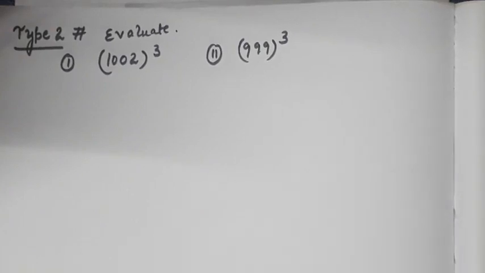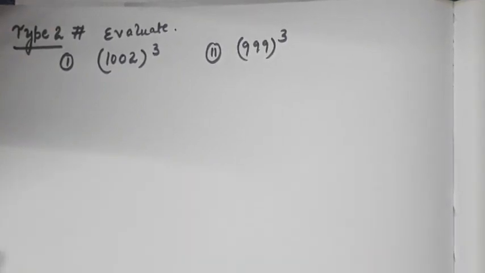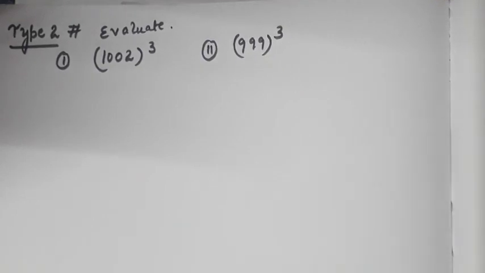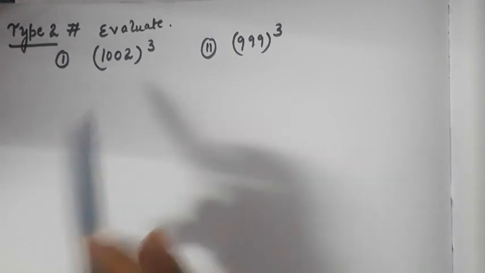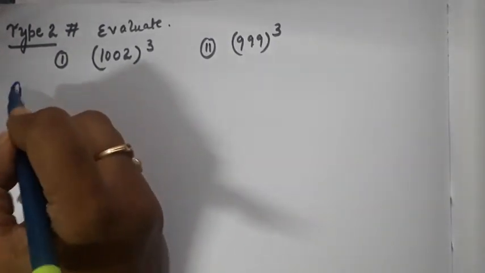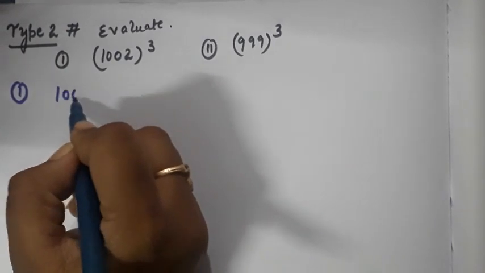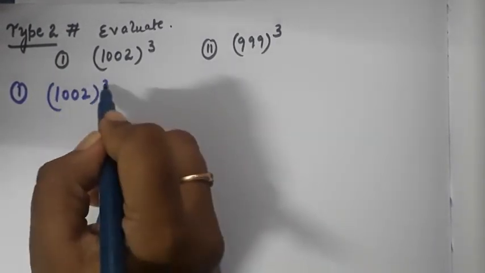So here the type 2 question says evaluate. First part is 1002 whole cube. As it is related with the cubic identities, that is (a + b) whole cube and (a − b) whole cube, we got one idea that from these two identities we can apply any one. So first of all we'll proceed with the first question, that is 1002 whole cube.